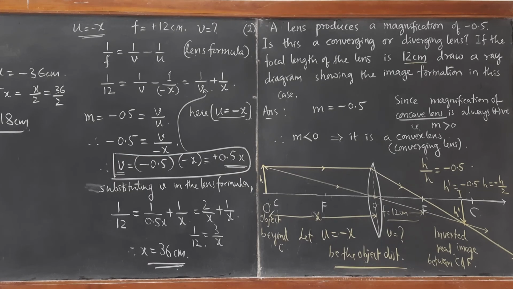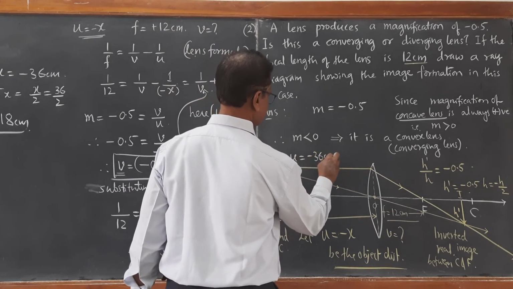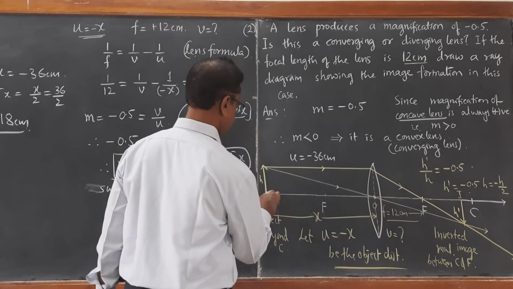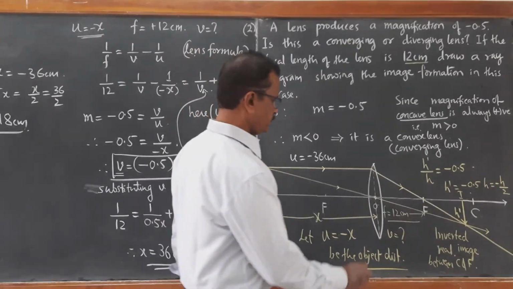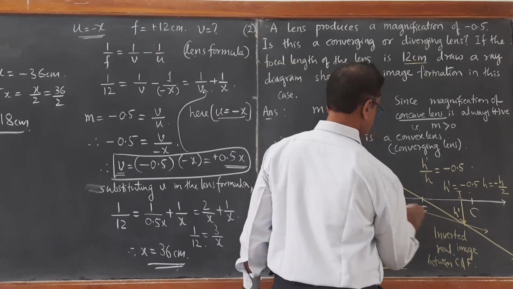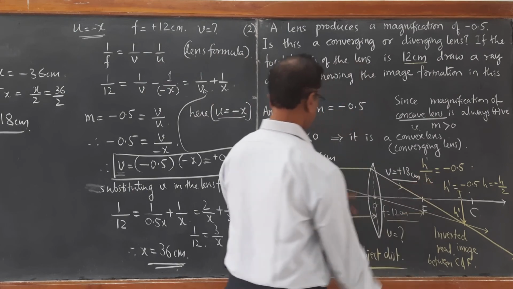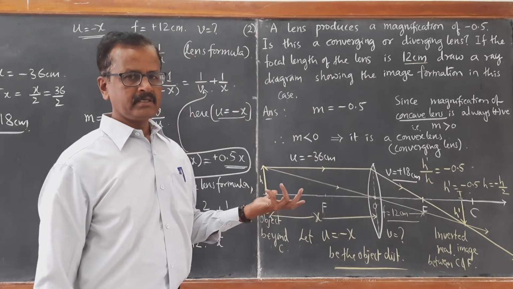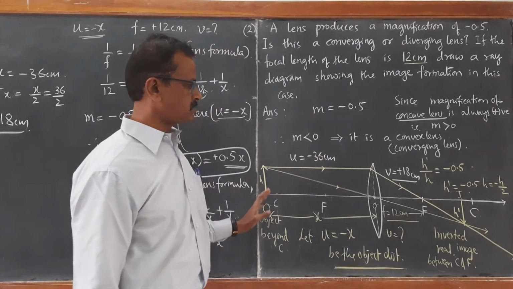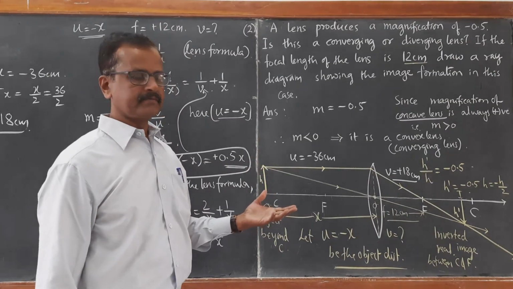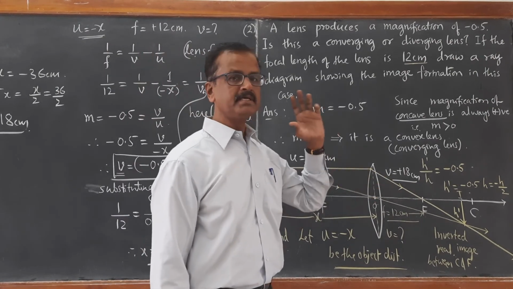So you can look at the diagram now. Object distance is minus 36 centimeter. Image distance is v equal to plus 18 centimeter. Therefore, v by u is equal to minus 18 by 36, that is minus 0.5. That's how one can verify the results. So we got the object distance, and also the image distance.